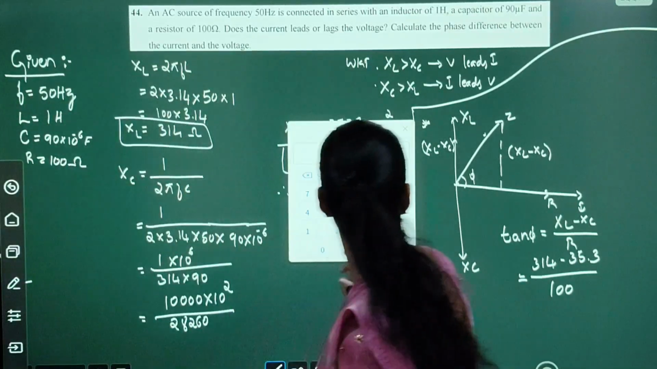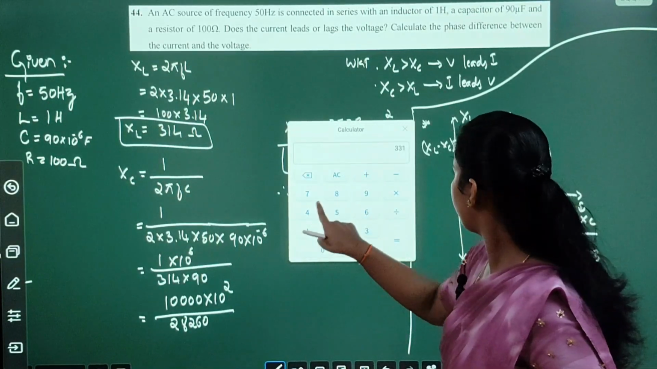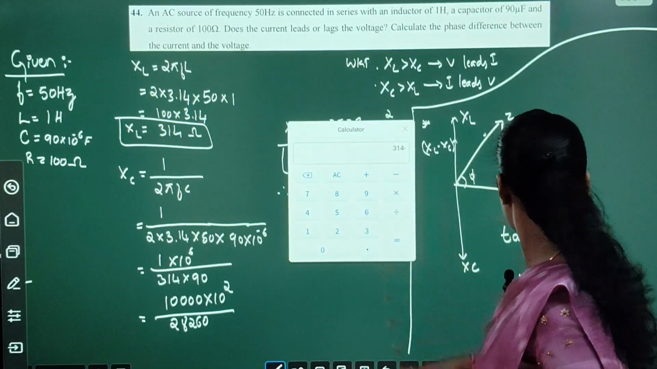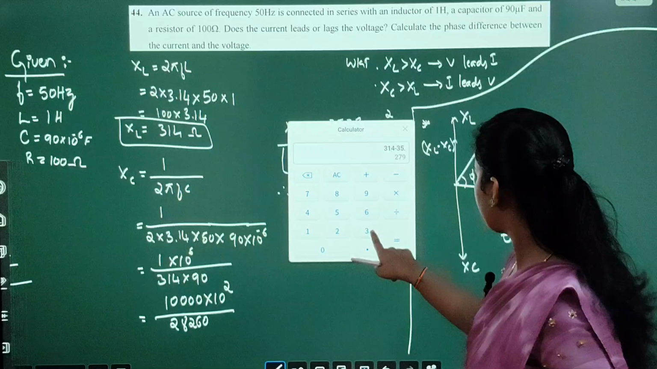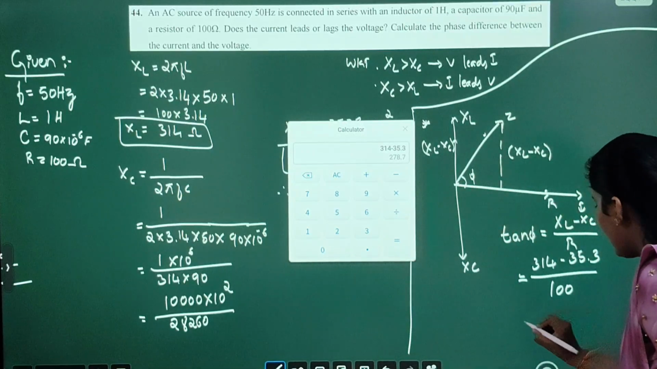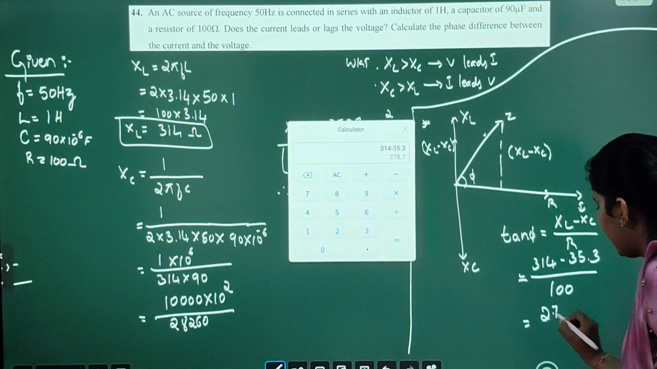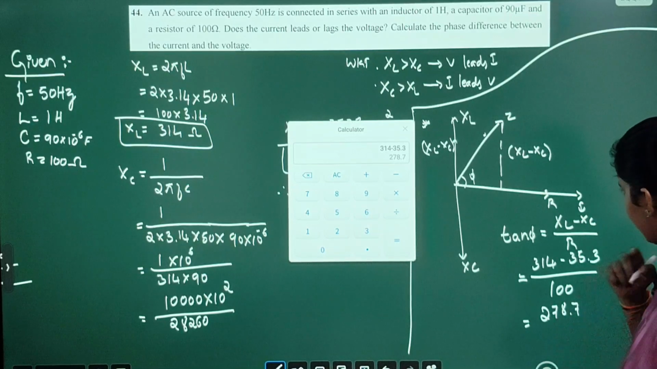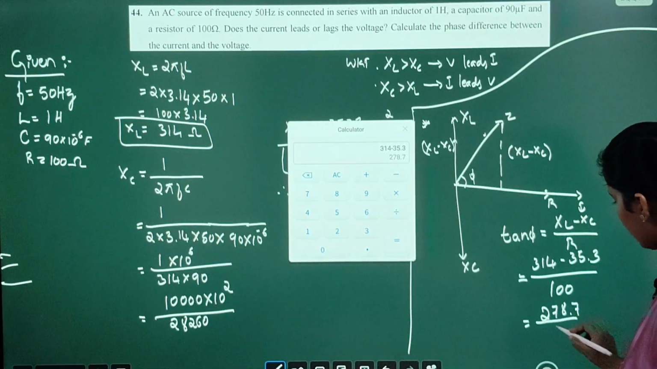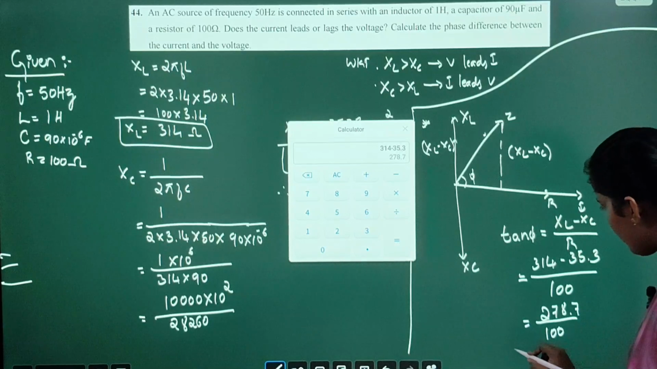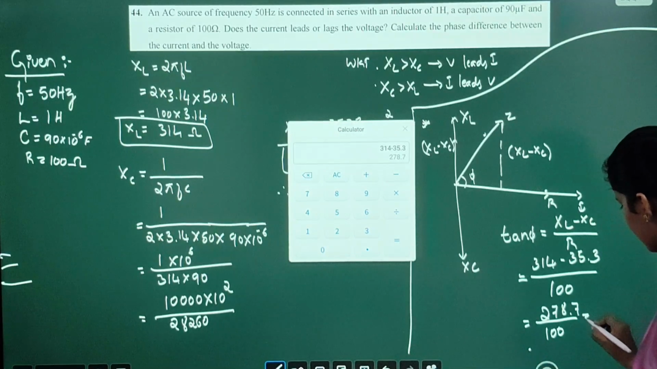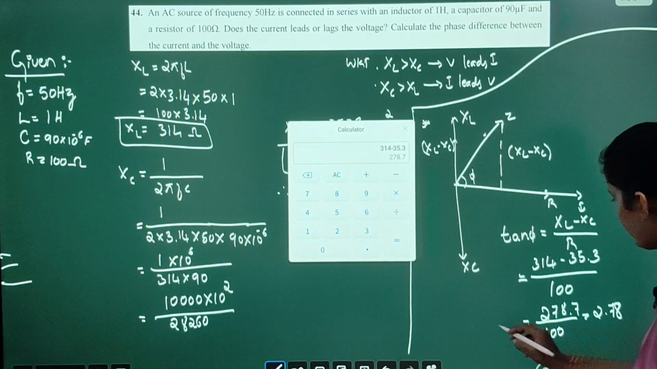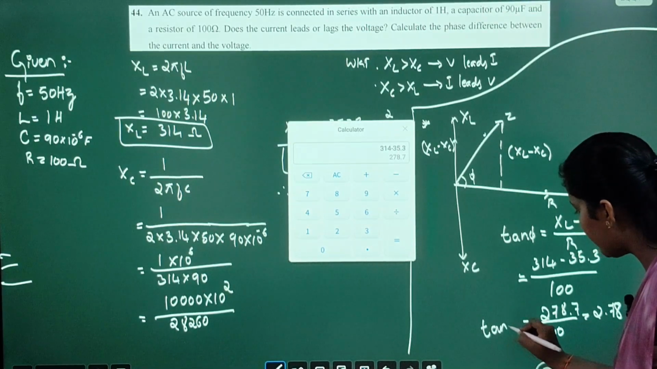Okay, so take the calculator here. 314 minus 35.3 is nothing but 278.7. Okay, so here 278.7 upon 1000. So the value of tan phi is equal to 2.78. Okay, so 2.78 is the tan phi value here.